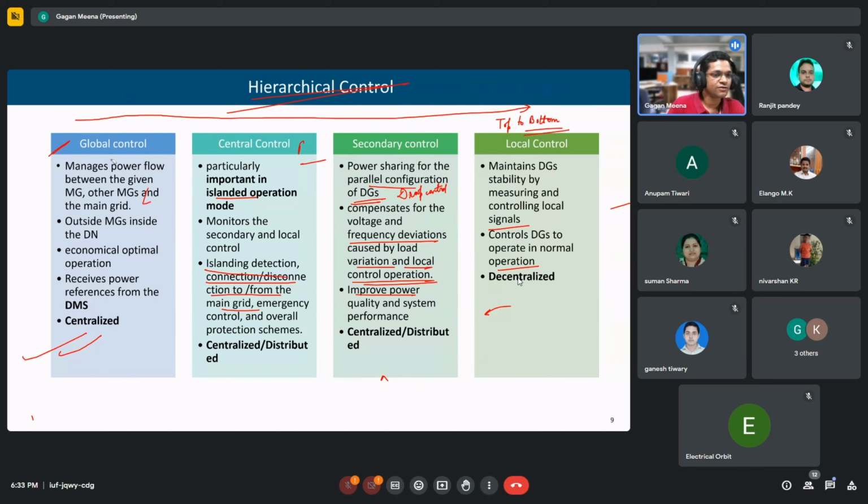This global control manages power flow between the given microgrid, other microgrids, and the main grid, and it is outside the microgrid, as we have seen in the previous unit also. It will receive power reference from the demand management system, and it is centralized.